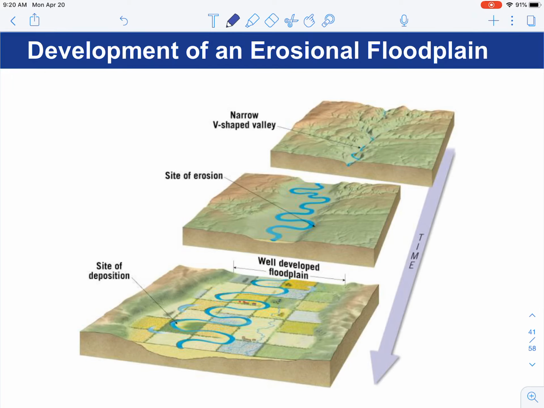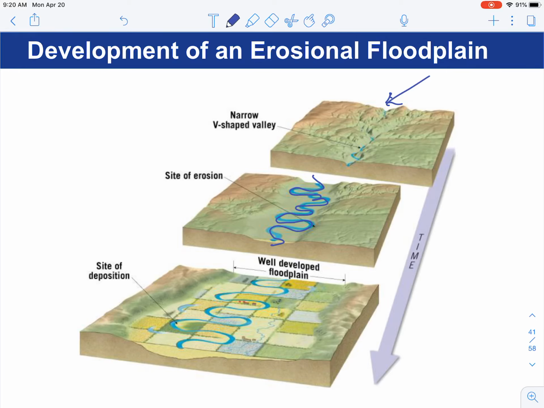So we're looking at up here a more mountainous area where we have a narrow V-shaped valley. Here the flow would be fast because it's got a steeper gradient and gravity's carrying that water downhill. Over time, that landscape is eroded by all the sediment that's carried by the water in the stream, and we start to get a meander that looks like this.